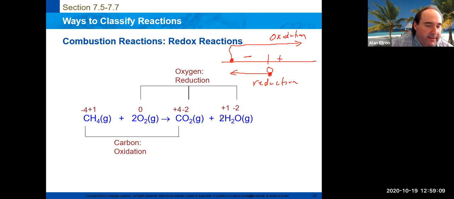So this one would most often be classified by most people as a combustion reaction, but can also be classified as a redox reaction as well. Any questions on that?